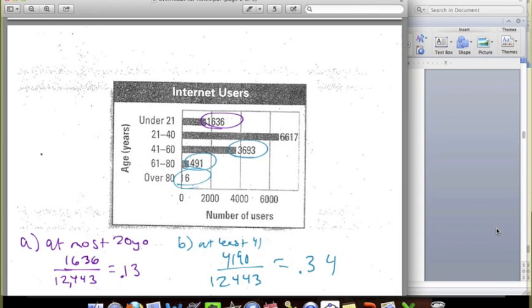In 1998, when I was in high school, I very rarely used the internet for anything because there just wasn't much to do on it. In 1998, it was mostly for business purposes, so that's why it's older people here using it and not younger people. The data would be really different now.